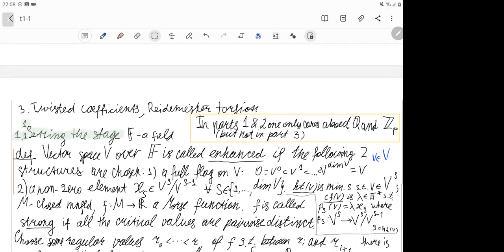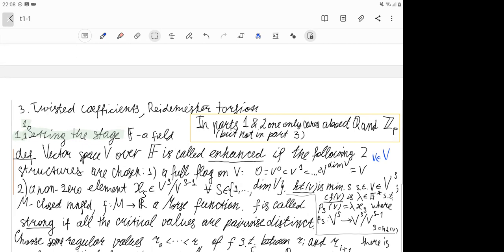So what I mean by that is that there are critical points and critical values, and any two critical points have distinct critical values. So this is the generic condition, which is crucial to our constructions.